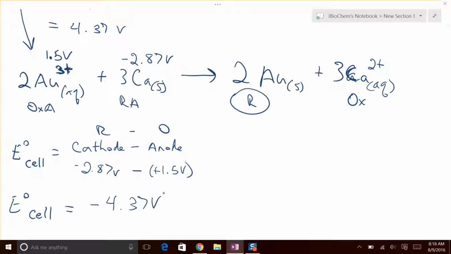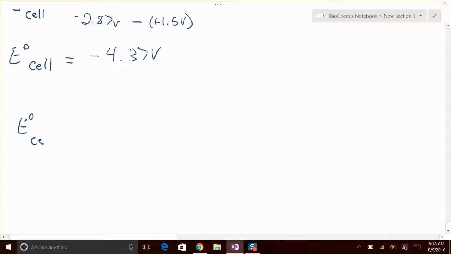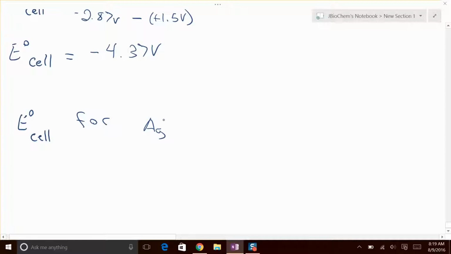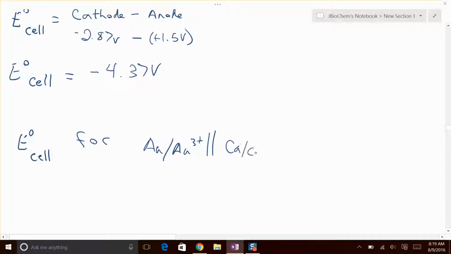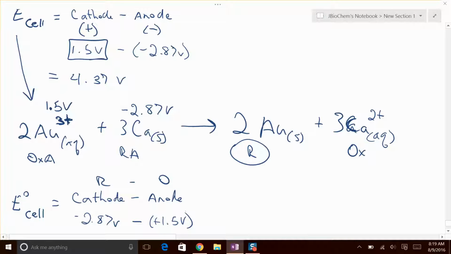Like if they told you this, which they do sometimes, they'll say E naught. They want you to calculate the EMF or the E naught of the cell for Au3+, and then you could just take the spontaneous process that they're talking about. But here they gave you the reaction, and they're saying whatever's reduced is your cathode, whatever is oxidized is your anode.